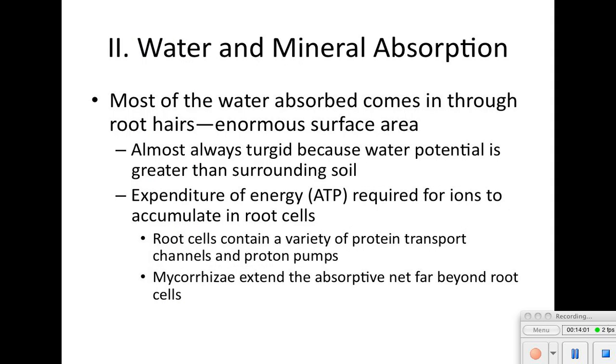Okay, water and mineral absorption. It comes through the root hairs to enter the plant, and those root hairs again increase surface area. These cells are usually always turgid. And these root hairs also accumulate a lot of ions, so they use ATP in order to do this. The reason for that is so that the water potential is always lower inside the roots than it is in the soil. So water will always come from the soil to the roots.